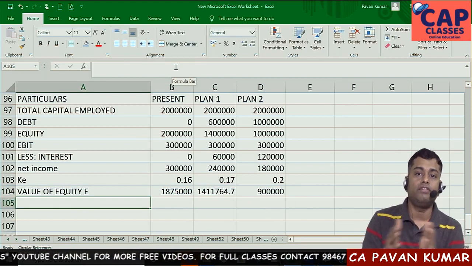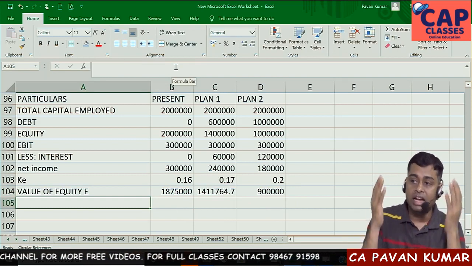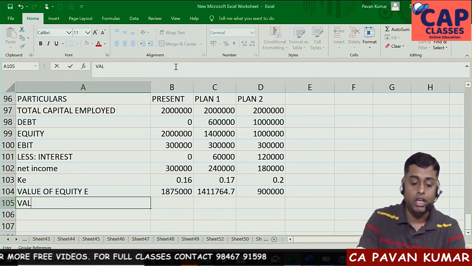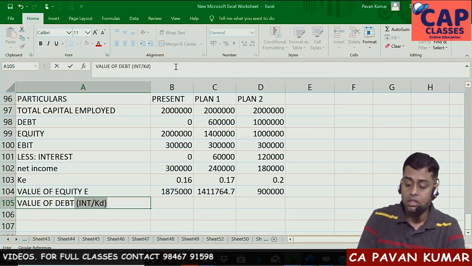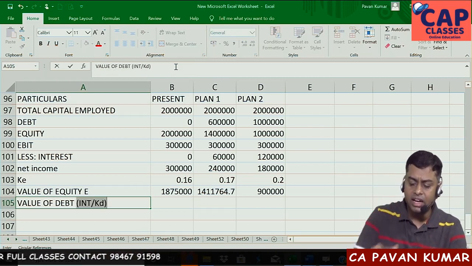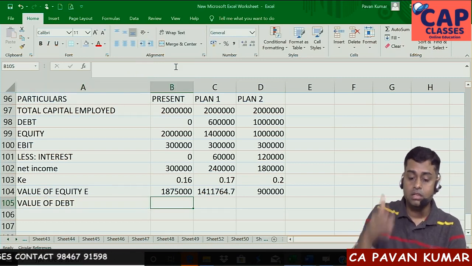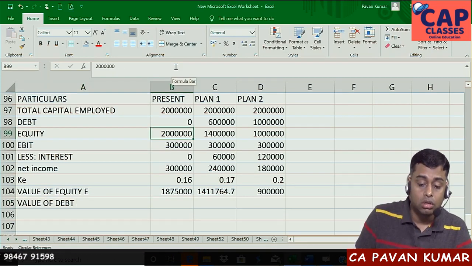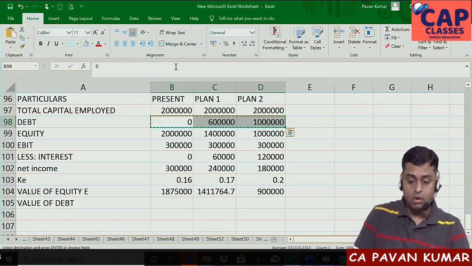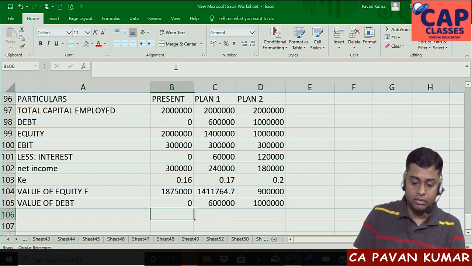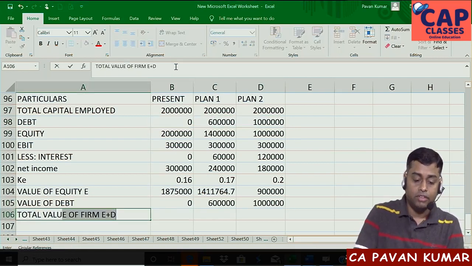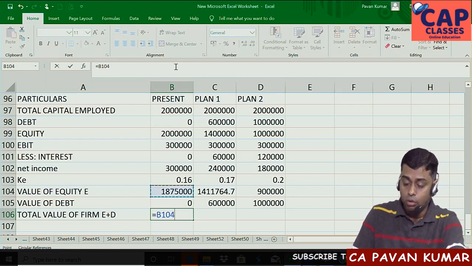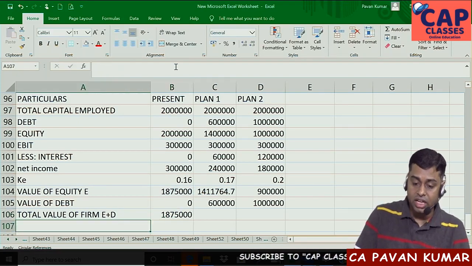So we calculated value of equity. How value of equity is calculated? Net income divided by KE. Then value of debt. Okay, already we calculated this in our working note. So this is debt. Okay, just put the debt here. Then total value of the firm. Debt plus equity. How it is to be calculated? Debt plus equity. Correct?